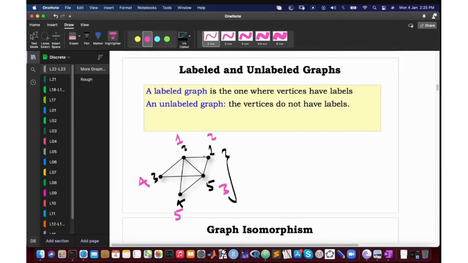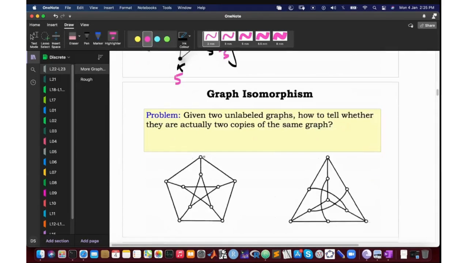Is the concept of an unlabeled graph clear to everyone? Yes, sir. Okay. Cool.